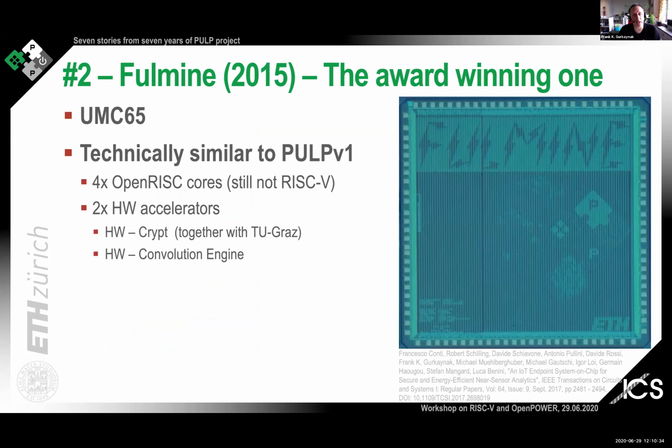Now in 2015, 2 years later, we have Fulmine. This one is in UMC 65. It's technically very similar to PULP v1. It has the same type of organization. It's a cluster with 4 OpenRISC cores, still not RISC-V. But this time, we are also adding accelerators to the mix. So we have one collaboration with TU Graz on cryptographic acceleration. And we have one on convolution engines, because guess what? Making fast convolutions seemed to be a good idea at the time.